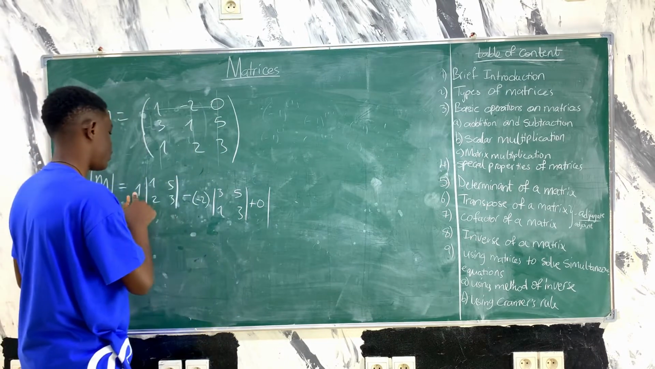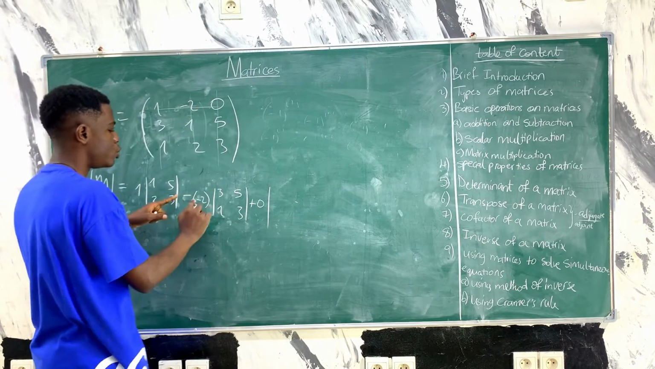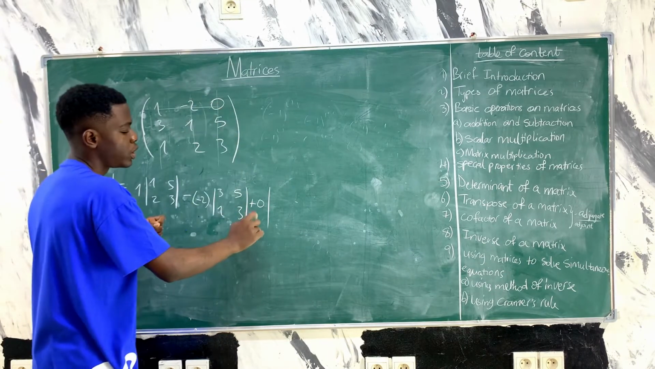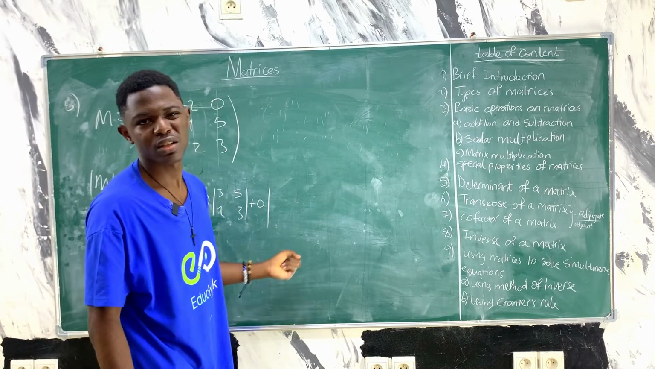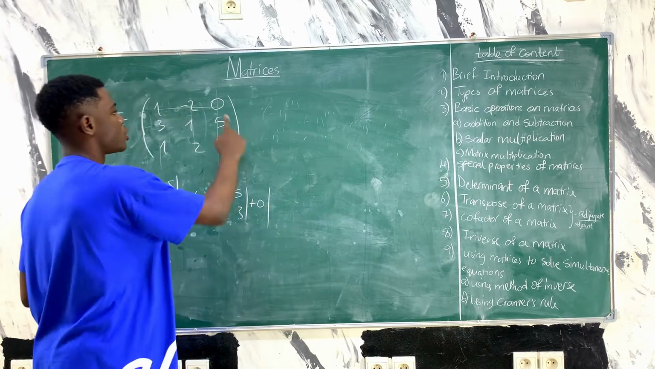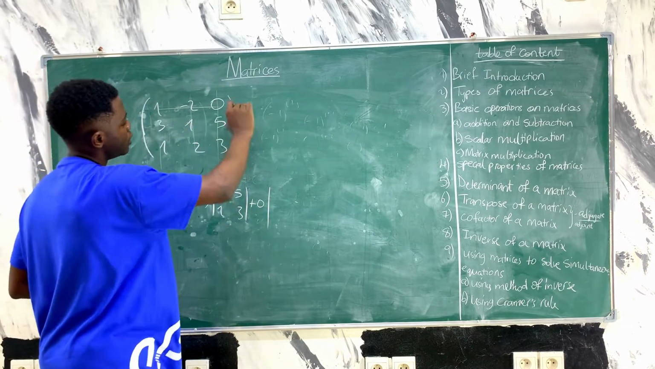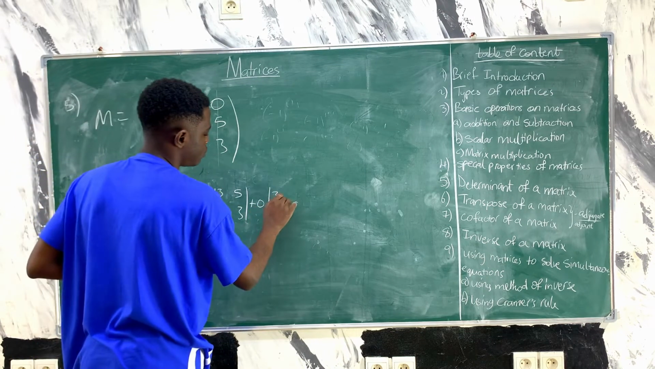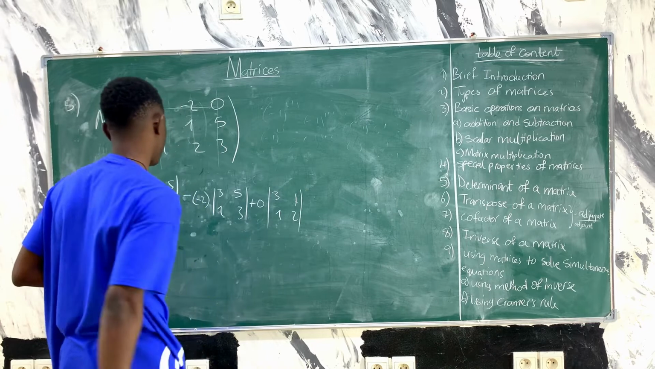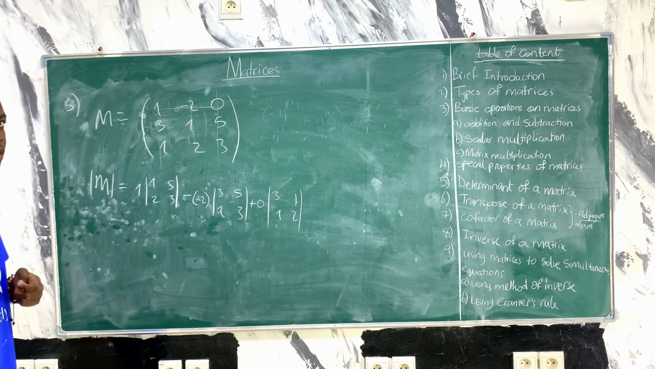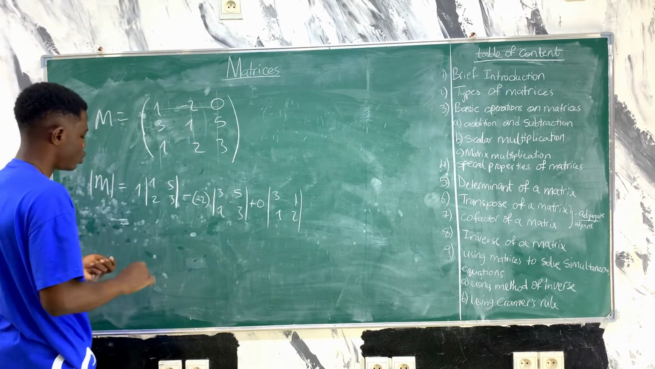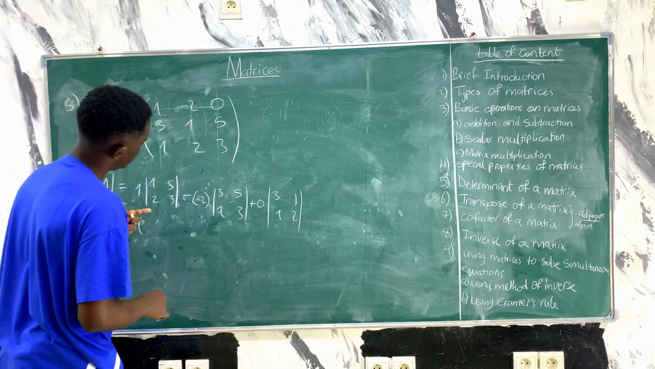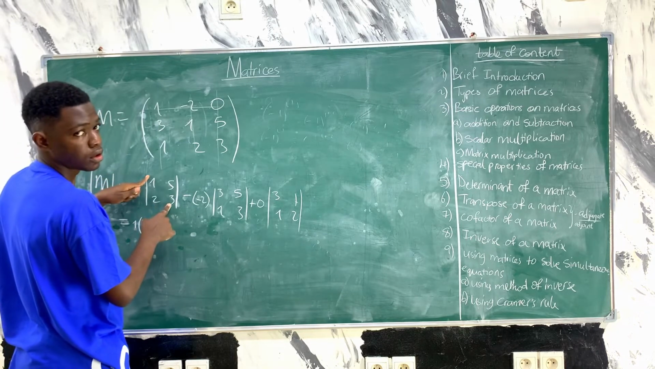So when you do plus for 1, you have negative 2, you put your minus. Then on the third one, you put your plus. But since it is 0, anything multiplied by 0 will be 0. But if it was not 0, if it was 1, we would have done this, and then it would have been 3, 1, 1, 2.